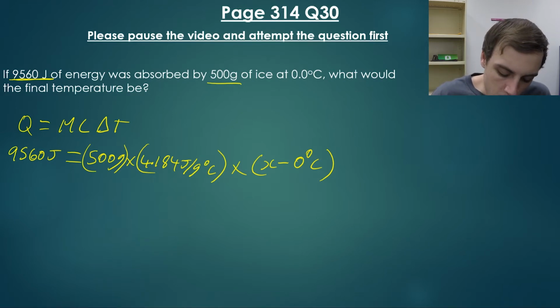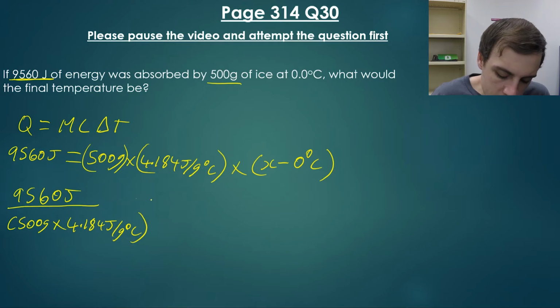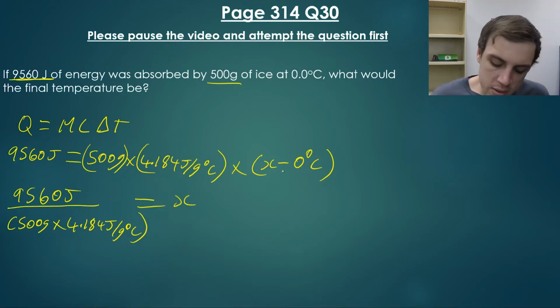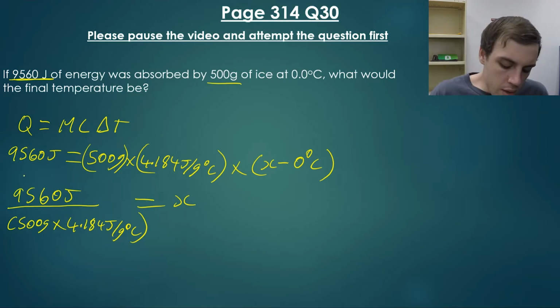So by moving both of these over, we're going to get 9,560 joules divided by 500 grams times 4.184 joules per gram degrees Celsius is equal to X, because X minus 0 is still X. So 500 times 4.184, and that answer is what we use to divide 9,560.